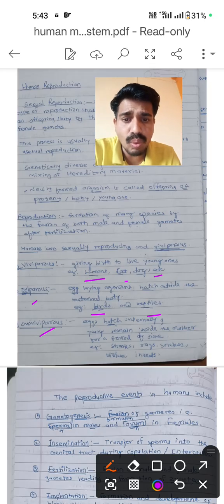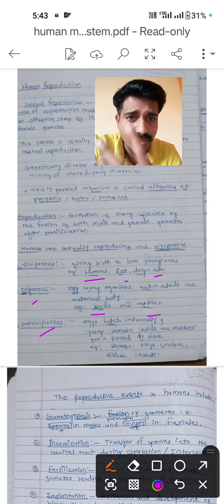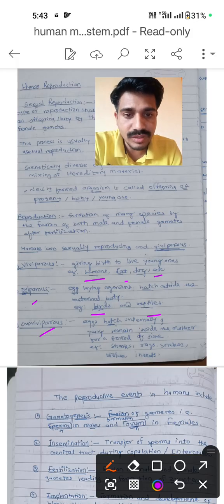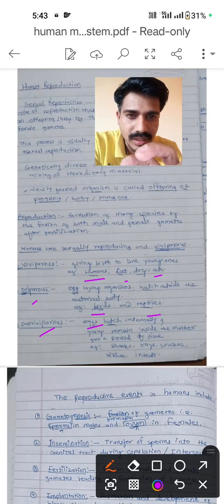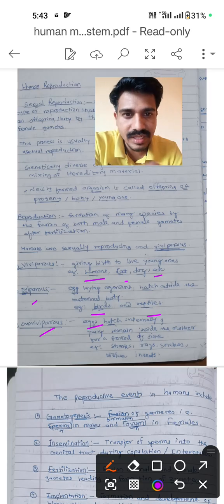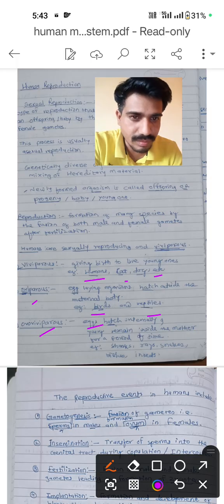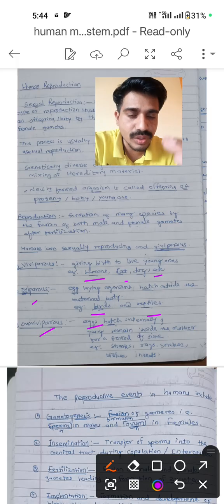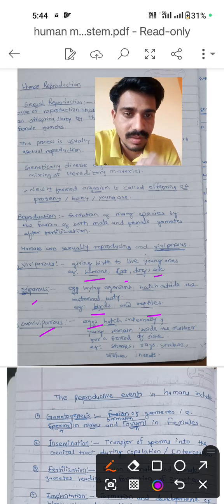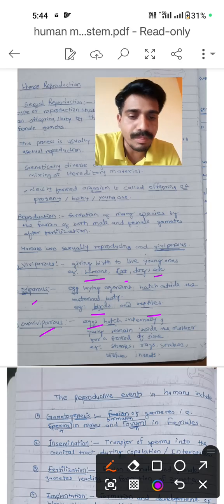After that there is ovoviviparous. In ovoviviparous animals, eggs are formed and the eggs hatch inside the uterus, and the embryo develops inside the uterus for a particular period. After some period of time, there is birthing of babies.